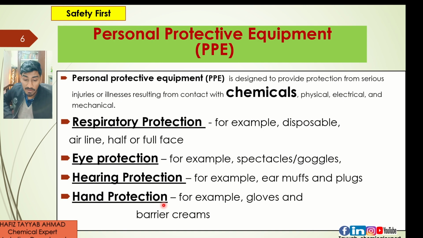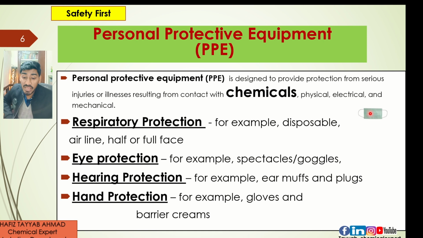So right now we are discussing personal protective equipment, which we usually call PPE. And this PPE is essential when we are dealing with chemical, physical, electrical, and mechanical things. We have to secure our body in those circumstances so that our body is safe. The first one is respiratory protection. For example, masks. We have to use masks, different kinds of masks, different grades of masks.